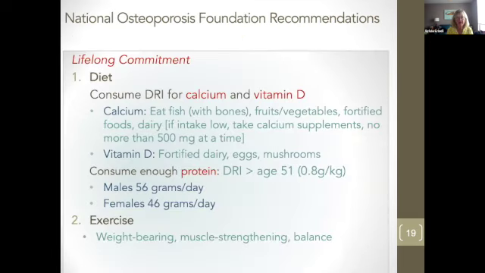Okay. So here's what we want to do with this lifelong stuff: have your DRI, eat real foods. Notice this is not just a formula. Sorry, I'm going to be cranky for the rest of the day, or happy maybe. But anyway, eat real food, okay? If intake is low, take a calcium supplement. I say no more than 500 milligrams at a time, because after that, you don't absorb any more, so it's kind of useless. So if your intake's really low, take one in the morning and one in the afternoon. Sometimes supplements are a good idea.